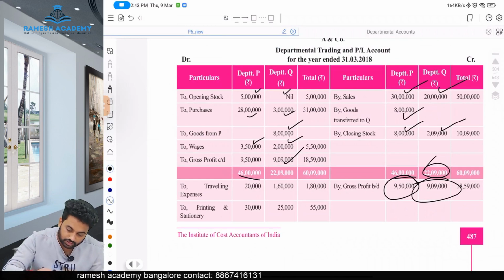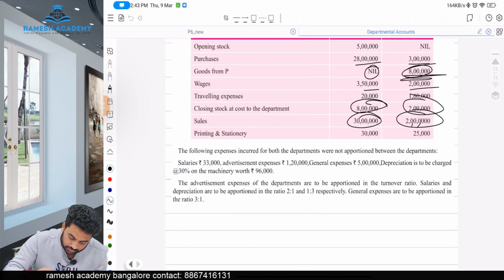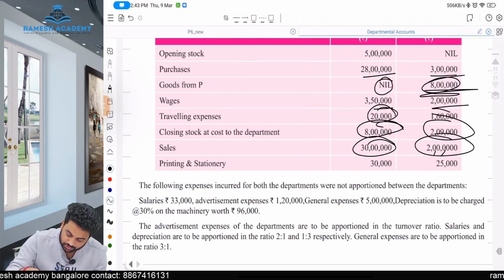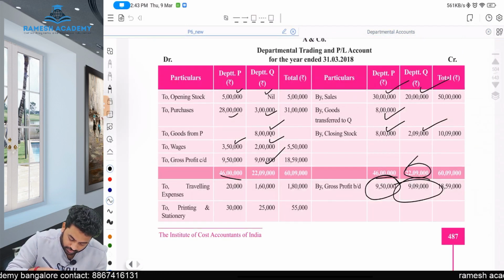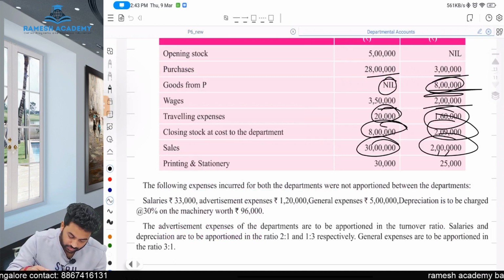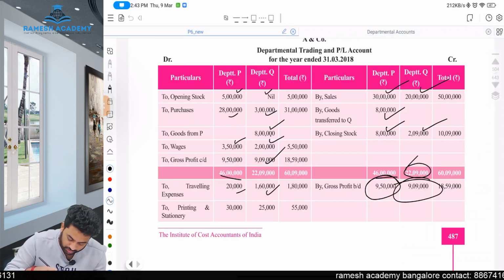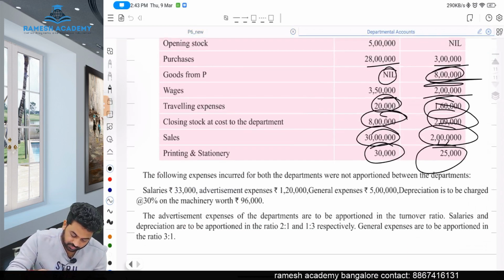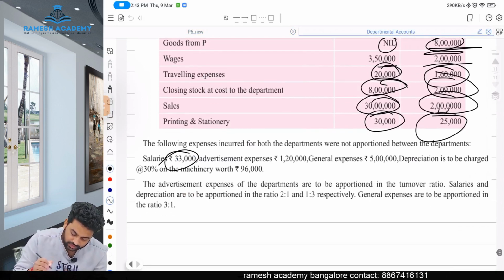Okay, done. Later what we have? Later we have traveling expense of 20 and 160. Done. Later what we have? Later we have 30,000 of printing stationery, 25,000 of printing stationery. 30,000 and 25,000. Done.